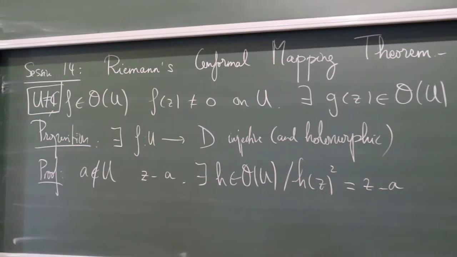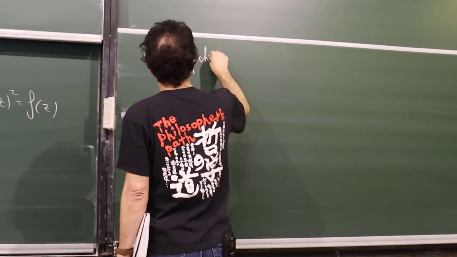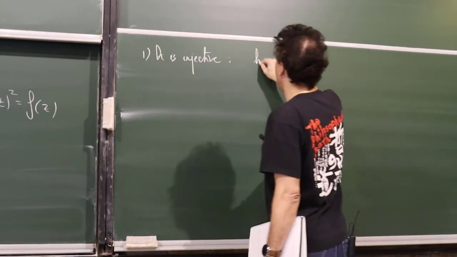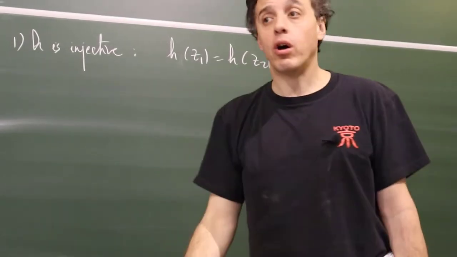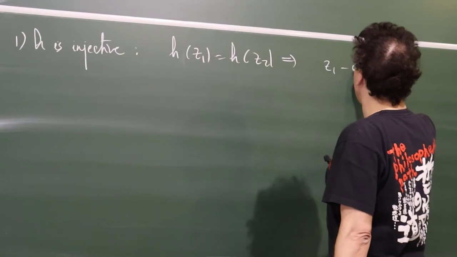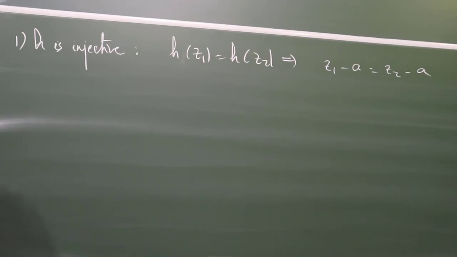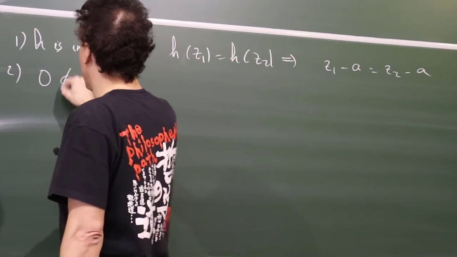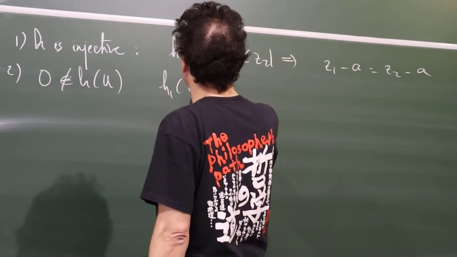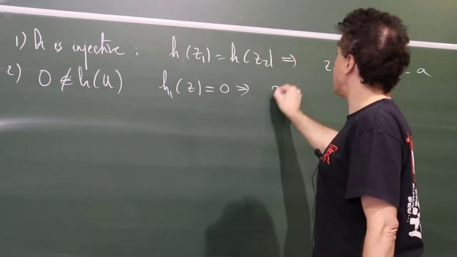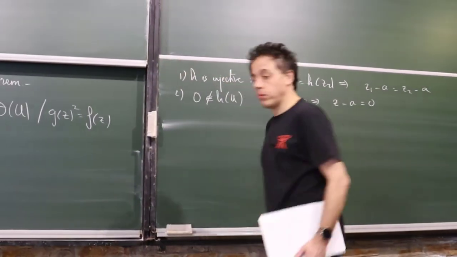Some properties of this function. First of all, h is injective. Well, this is quite clear. If h of z1 is equal to h of z2, take the squares of these two terms, and you have that z1 minus A equals z2 minus A. So z1 is equal to z2. So h is of course injective. Second, zero does not belong to the image of h. Okay, if h of z is zero, take the square and z minus A is 0. So z must be equal to A, but A was not a point in U. So 0 is not in the image of h.